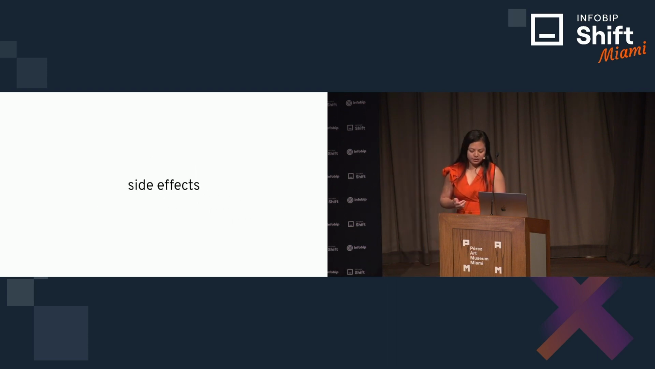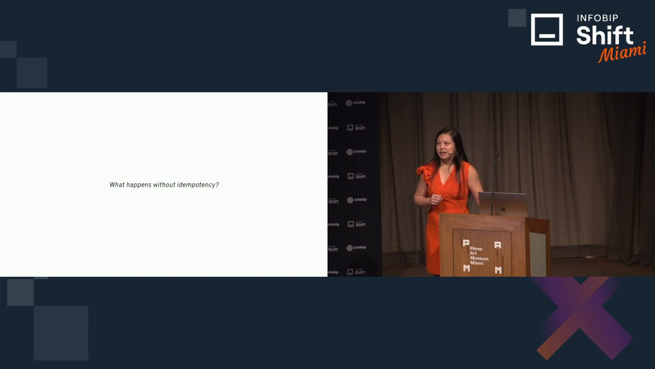So side effects. What are side effects? Can anybody think of what potential side effects might happen? Keep that in your heads, because you're probably right. We're going to go through an example. What happens without idempotency?